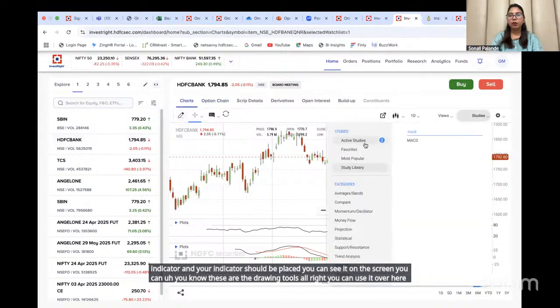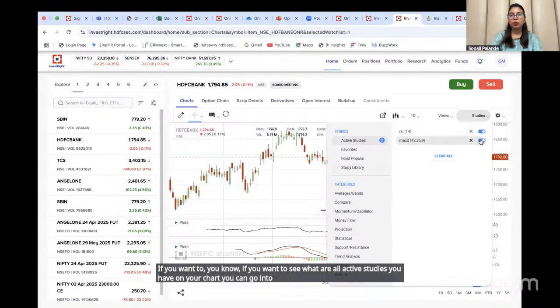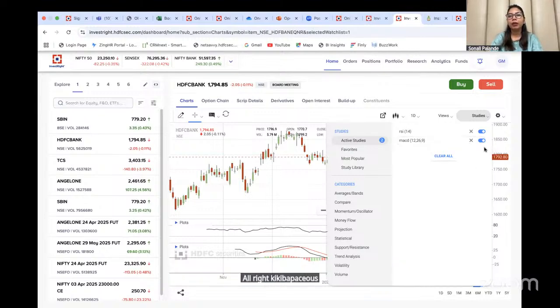If you want to see what all active studies you have on your chart, you can go into active studies. So let's say that for some time you want to ignore one of the indicators, you want to remove that indicator and see a different view. You don't need to remove that indicator totally, because you would have to add it again, but we can just disable it for some time. By going into active studies we can enable or disable it. So that is one additional feature, but very convenient.